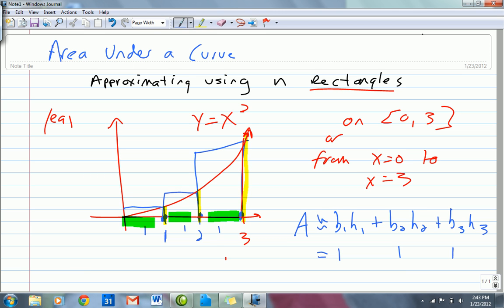Now the heights are determined by plugging each of the tags into the function, and here are the tags. Tags are x values that, when plugged into the function, determine the heights. Here are my tags, 1, 2, and 3. Those are the right endpoints. So when I square 1, I get the height of the first rectangle. When I square 2, I get the height of my second rectangle.